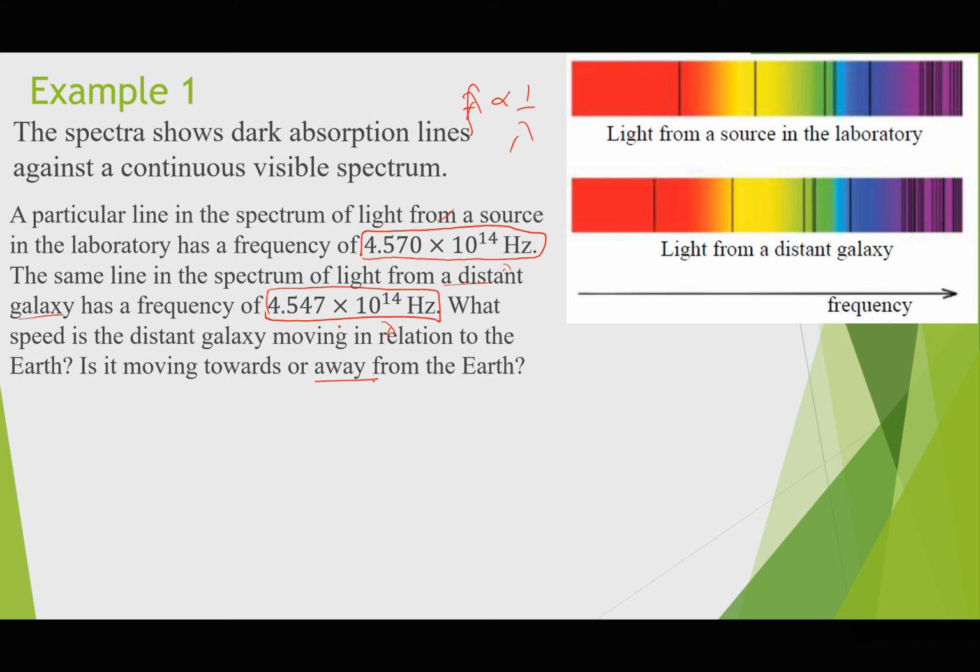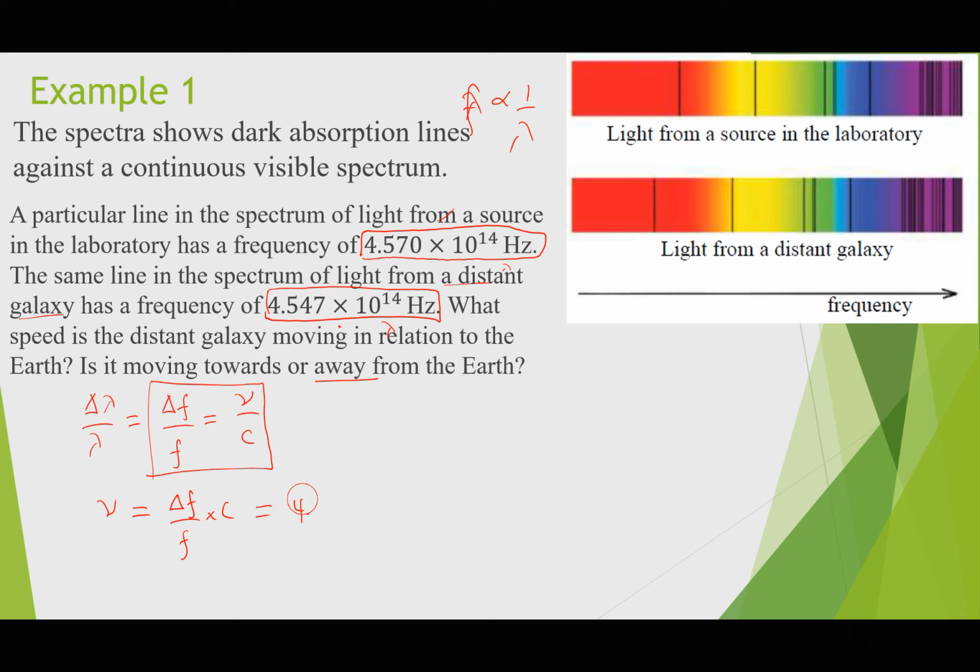Using the Doppler redshift equation, we know that delta lambda over the wavelength in the laboratory is equal to the shift in frequency over the frequency in the laboratory, which is equal to V divided by C. We want to find V, and they have given us this part here. So I'll use that part and make V the subject. V is going to be equal to change in F over F times C. The change in F is the difference between those two.